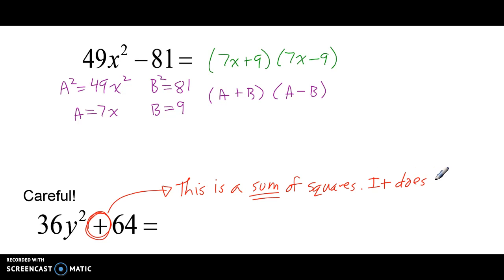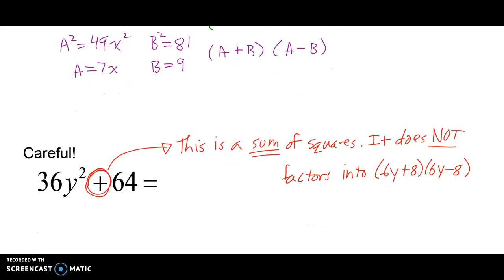So if you were thinking that maybe this factors into, well, let's see, 36 would break up as 6 and 64 would be 8. Well, let me suggest you check that. Take 6y plus 8 and 6y minus 8, multiply it out, you won't get 36y squared plus 64. You'll get a minus 64. It won't check. That's, again, not to say that it doesn't factor at all. The only thing that factors out of this, in this case, is a 4.